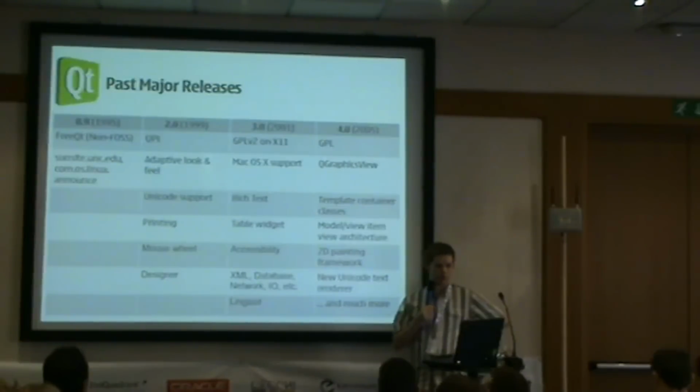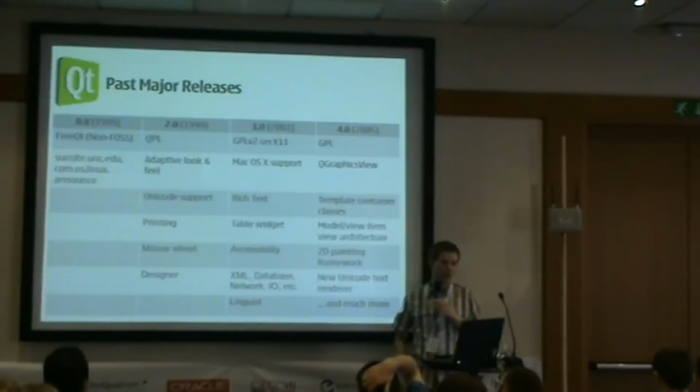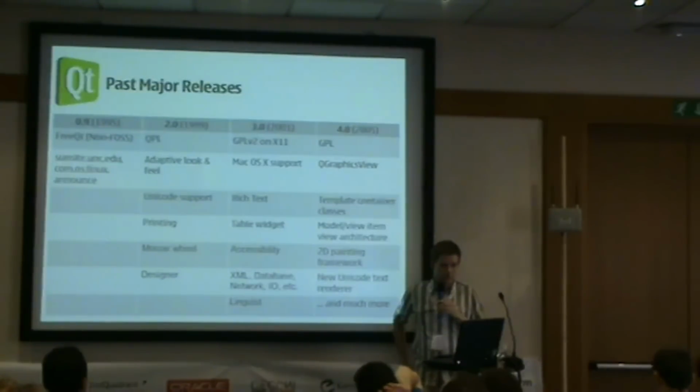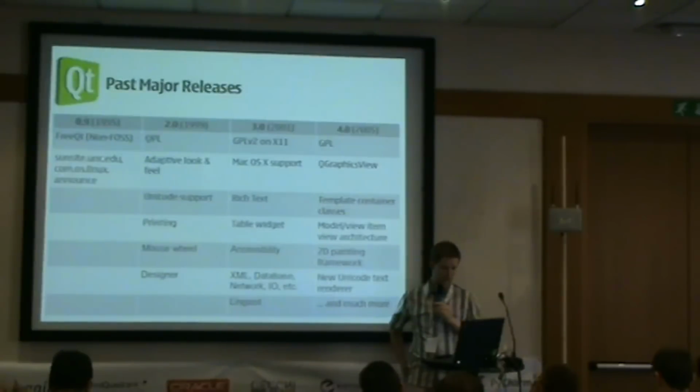And things moved on to version 3, which had more than just the widget set, like XML, database, network, input, output, and so on, and lots of features in the basic widget set itself, and also internationalization tools. And there the licensing was GPL version 2 on the X11 platform only, and commercial on Windows. And yeah, Mac support also came in at that time.